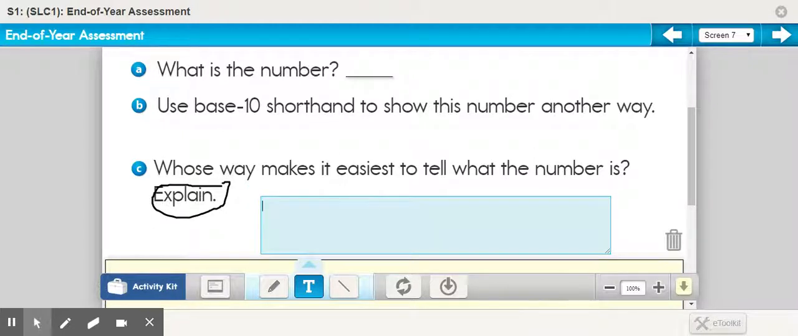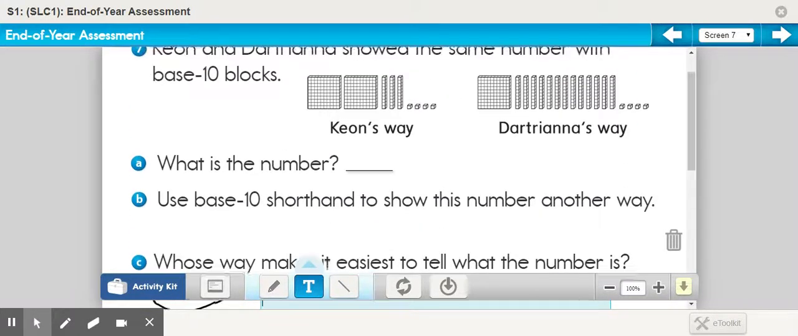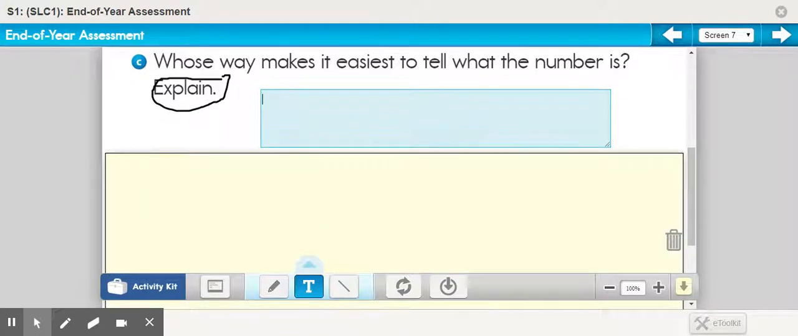And so whose way makes it easiest to tell what the number is? You're either going to put Kian's way makes it easiest to tell because, or you put Dartriana's way makes it the easiest to tell what the number is because. So I'm going to take a look at the two at the top, and I'm going to pick Kian's way. I'm going to write Kian's way makes it easiest to tell what the number is because, and this is where you would finish your sentence.